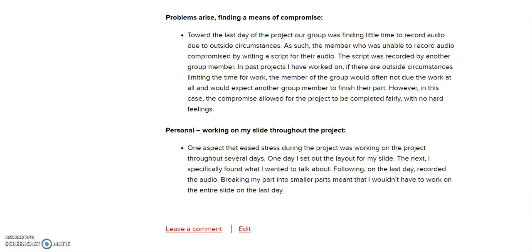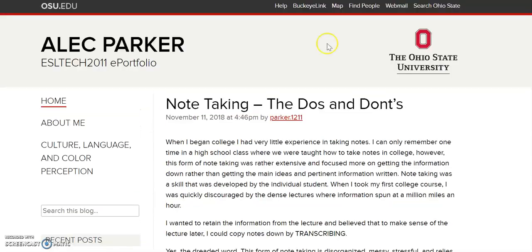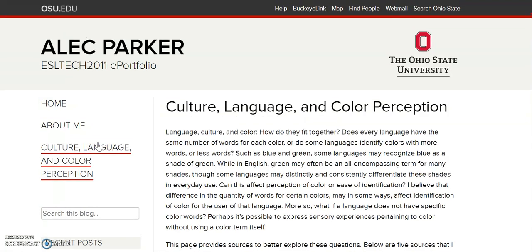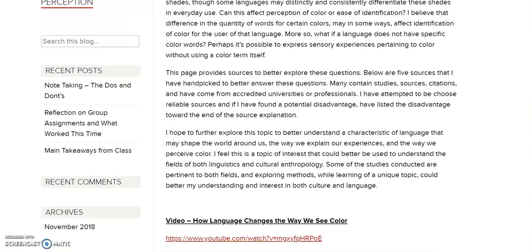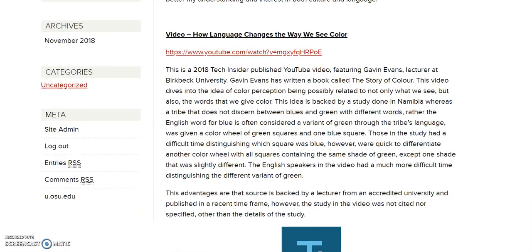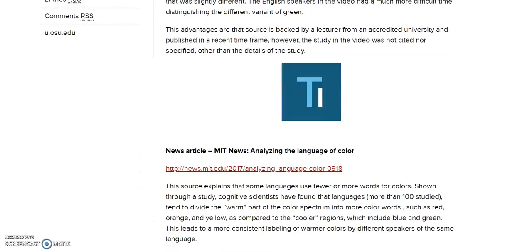So now on to culture, language, and color perception, and how do these fit together. I have several sources to better explain that on my page. I have a video that highlights a study where one group had separate words for different shades of green that they commonly use. They were easily able to differentiate between the shades of green, while groups that only had one kind of general encompassing color, they just called any shade of green, had a more difficult time being able to pick the one different shade of green on the color wheel.